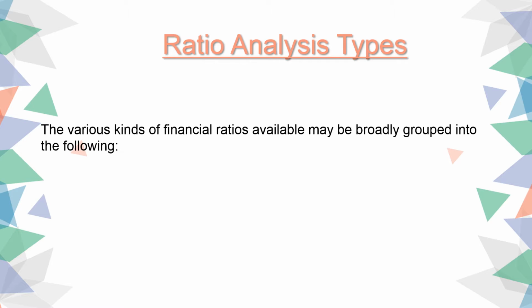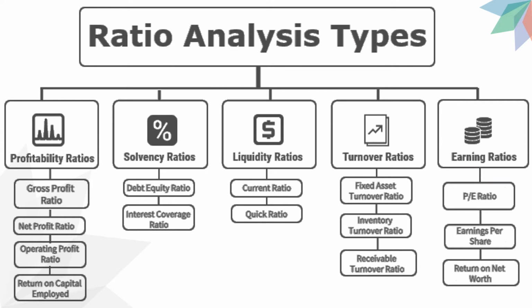Ratio analysis types. The various kinds of financial ratios available may be broadly grouped into the following. Type number 1, profitability ratios. Type number 2, solvency ratios. Type number 3, liquidity ratios. Type number 4, turnover ratios. Type number 5, earning ratios.